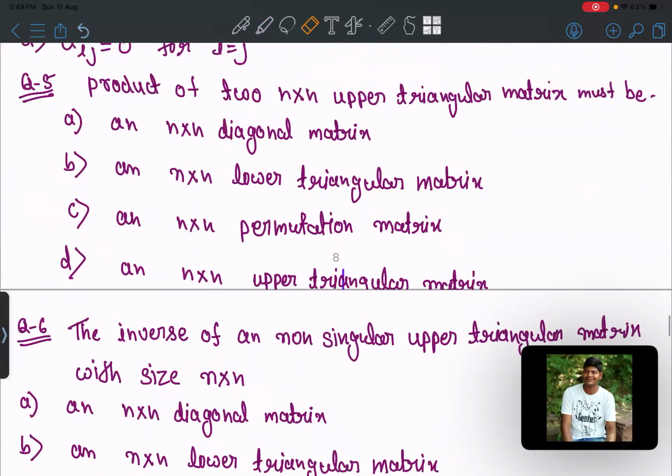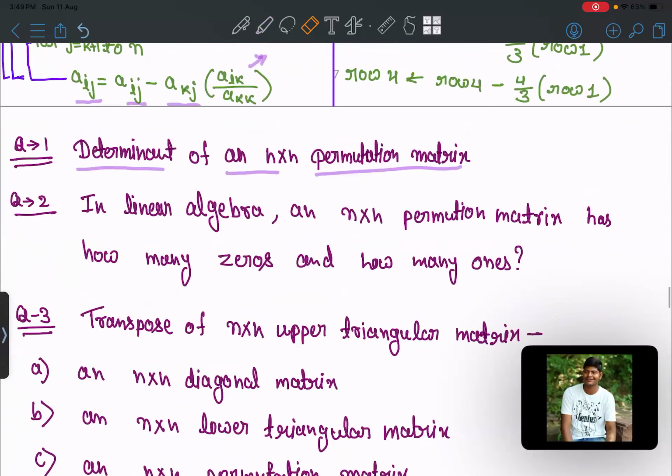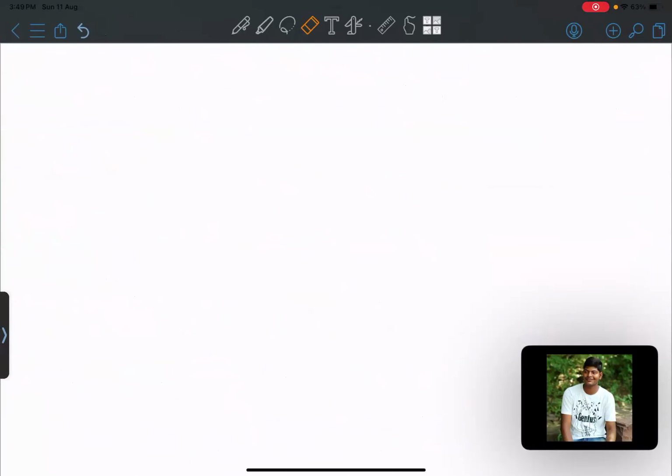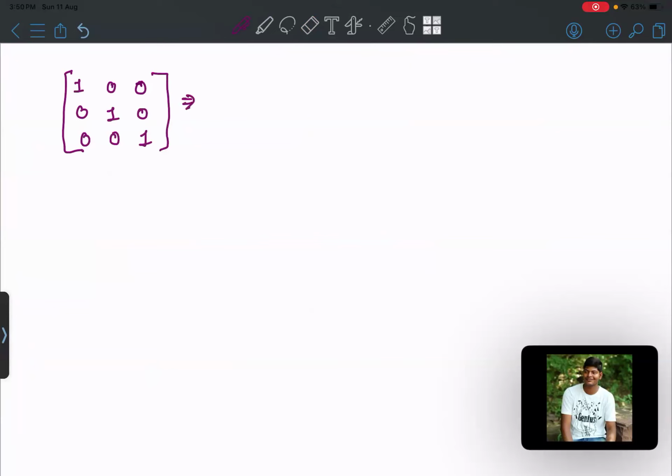Yes, here. So if I add one more page here. Suppose, what does a permutation matrix have? It only has one in each row and one in each column. So the identity matrix is also a kind of permutation matrix. This is my suppose a permutation matrix. If I find its determinant, suppose this is equal to A, so the determinant of A will be equal to what?